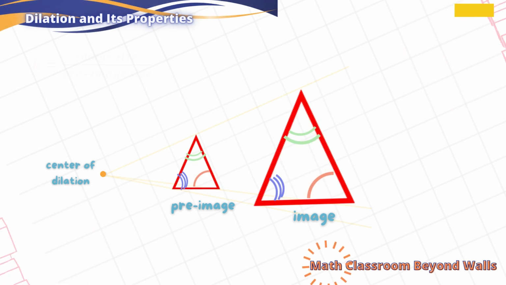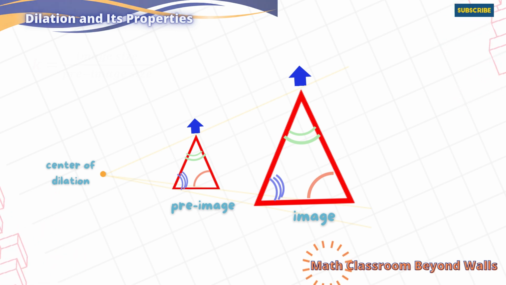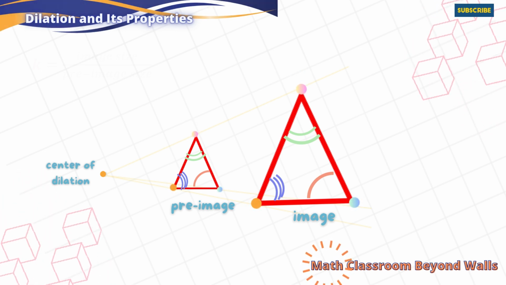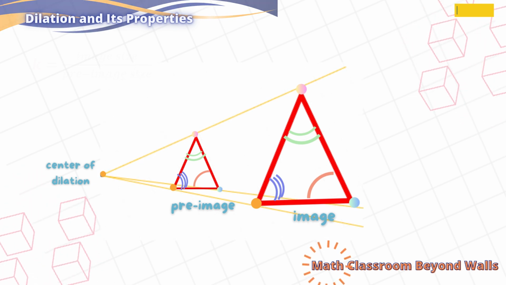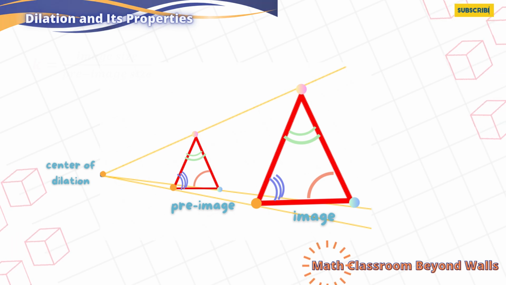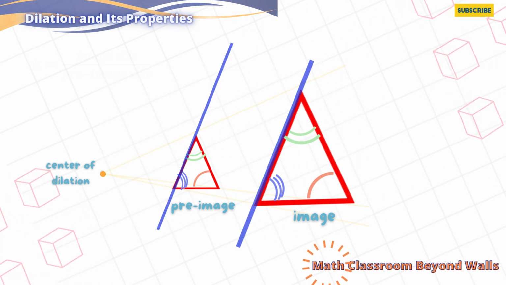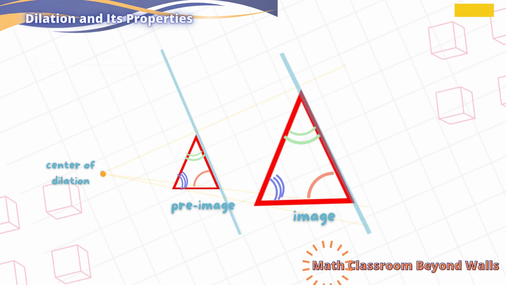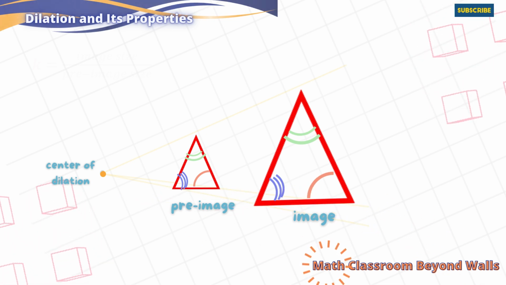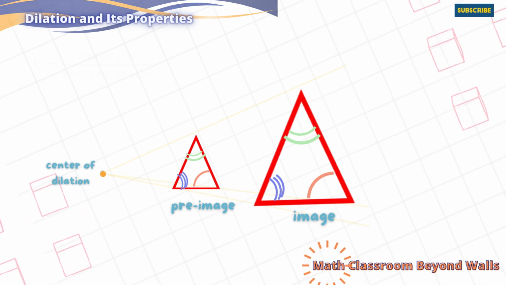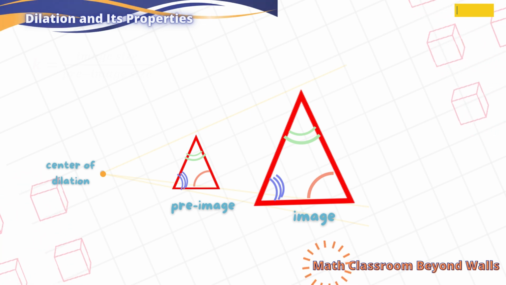Another observable property is that the pre-image and the image are of the same orientation. Also, corresponding points remain on the same lines that are coming from the center of dilation. Another observable property is that corresponding sides of the image and the pre-image are parallel, and parallel lines remain to be parallel. Remembering these properties will help you analyze and answer math problems related to this topic with ease.